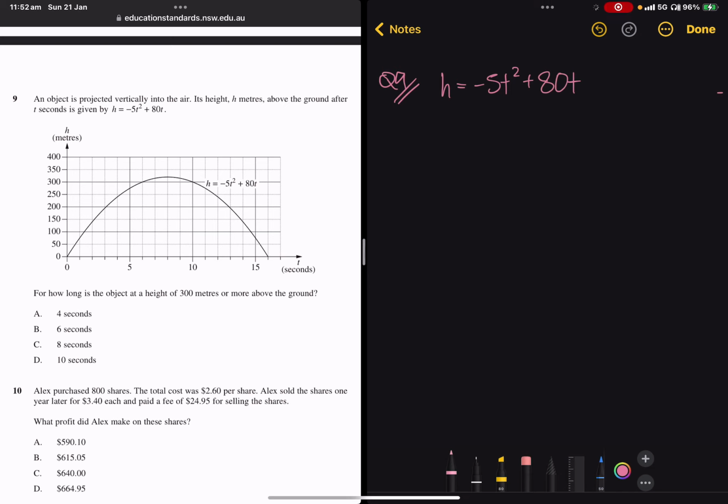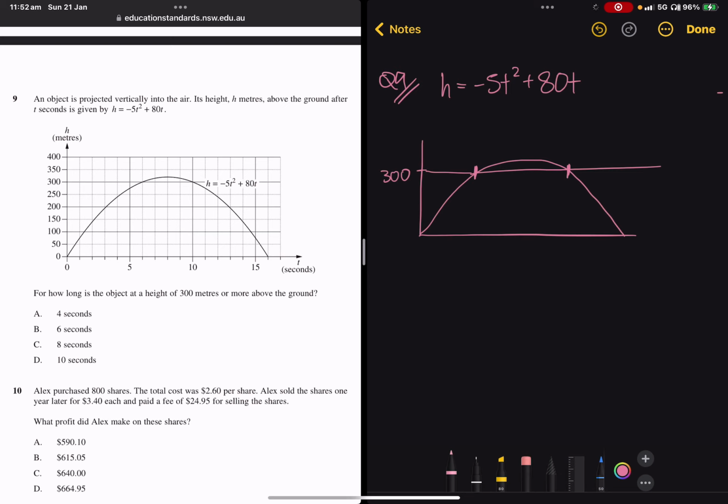Well, this we can just do from the graph. So we don't actually need to solve this. This one can just be done by looking at the graph. We have something that essentially looks like this, a parabolic shape. 300 is up here. So if we draw a line across, it's above 300 in all of this time.